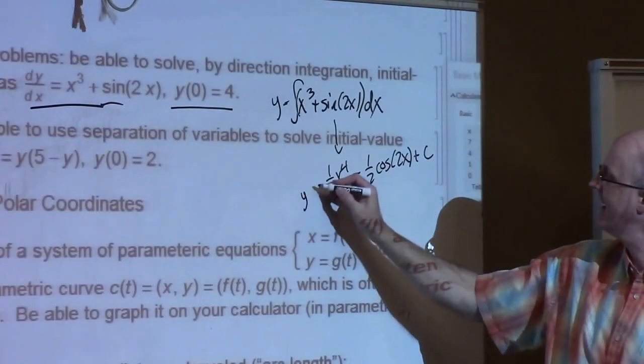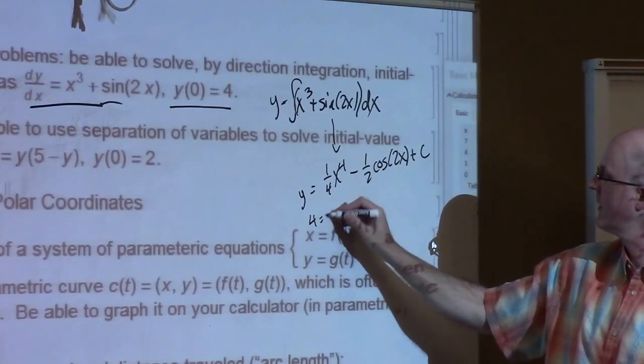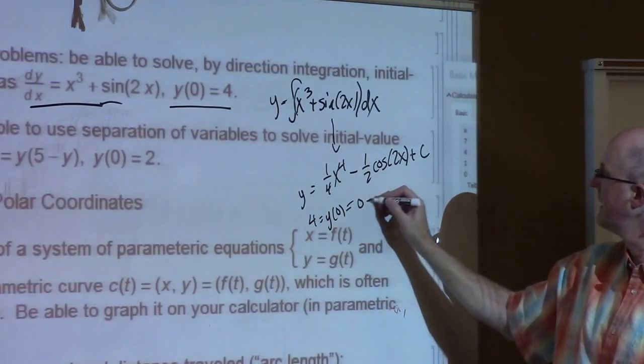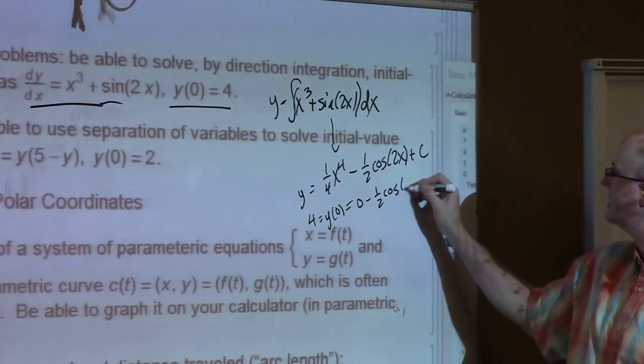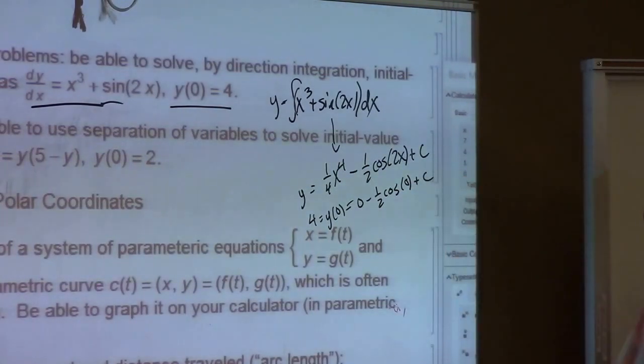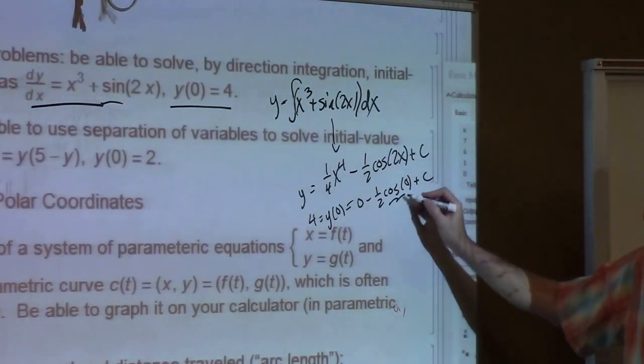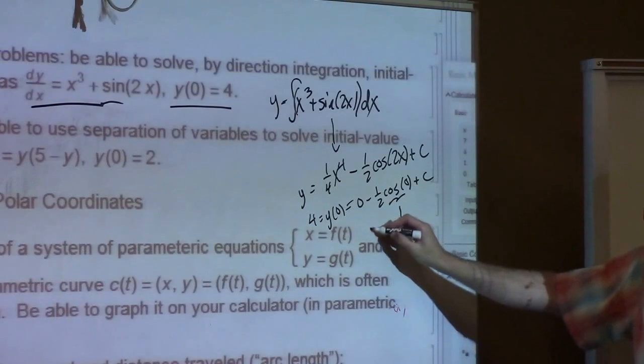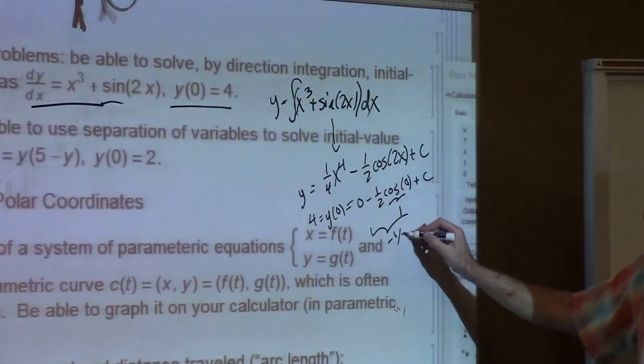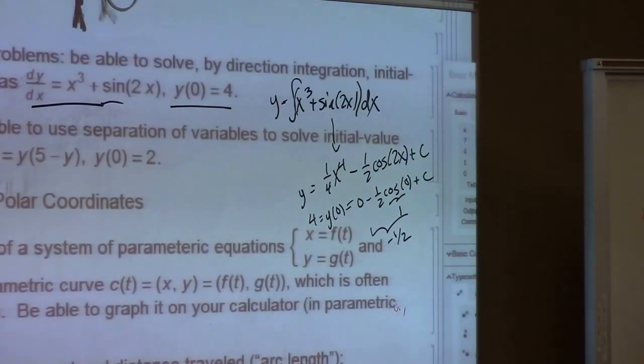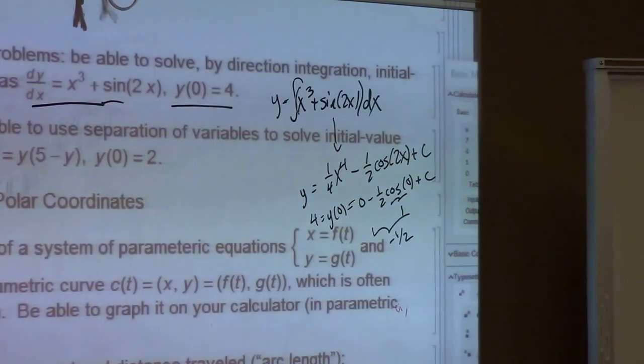That's y. In order to make y of 0 equal to 4, I need to choose the c so that this is true. Cosine of 0 is 1. So this is a negative 1/2 here, and I have to add a 1/2 to both sides. It looks like c has to be 4.5 to make this work. 9/2. I've not made a mistake.